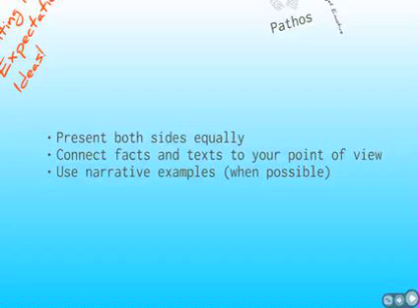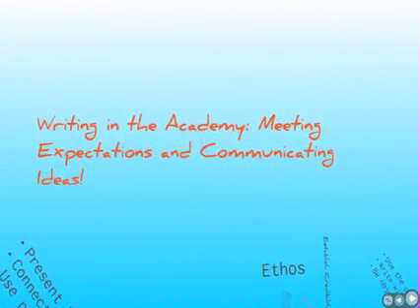You will also want to make sure that you connect facts and text to your point of view, demonstrating your sense of knowledge and how you're constructing your ideas. And when possible, you can use narrative examples, case studies, or even a reflection on your process. But overall, ethos, pathos, and logos, the three go hand in hand when you write in the academy, so that you can meet the expectations and communicate the ideas that you have in your mind to a wide variety of academic audiences, but most importantly to the one that you're being tasked with writing to.